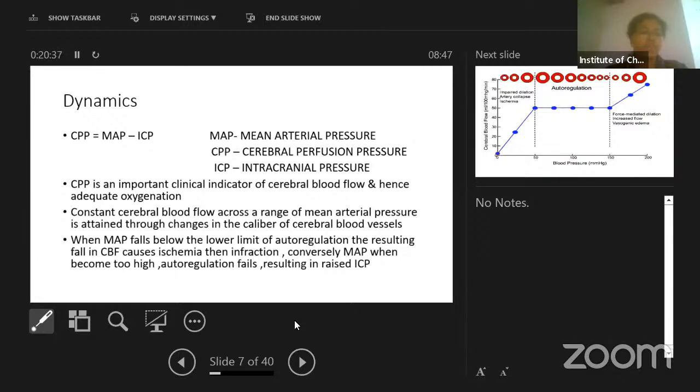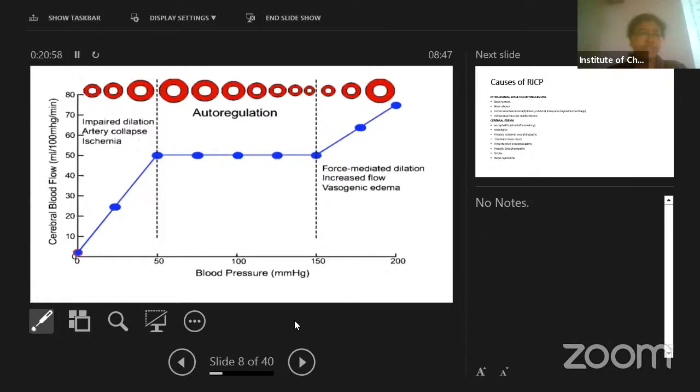When the mean arterial pressure falls below the lower limit of autoregulation, the fall in the cerebral blood flow results in ischemia and then infarction. Conversely, when the mean arterial pressure becomes too high, autoregulation fails, resulting in raised ICP. This is the graphical presentation. Below 50 millimeter of mercury, there is reduced cerebral blood flow resulting in ischemia, and more than 150, there is vasogenic edema.